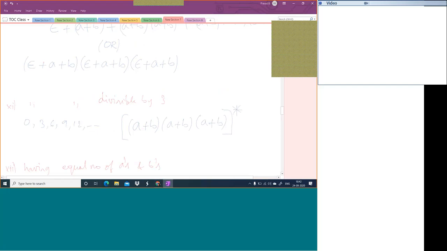suppose if I consider this as x whole star, x star, what is the meaning of x star? That is epsilon, length 0. X means this whole will give you length 3, x square, this whole if I write 2 times, length will be 6. If I write this whole 3 times, then length will be 9, like this. Okay.